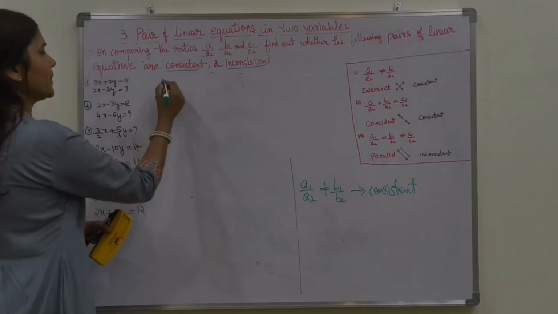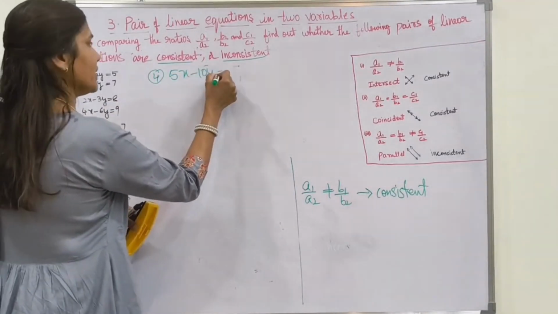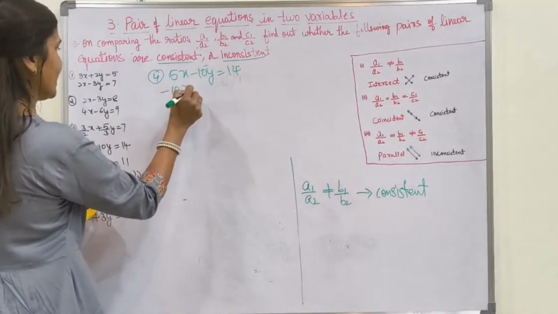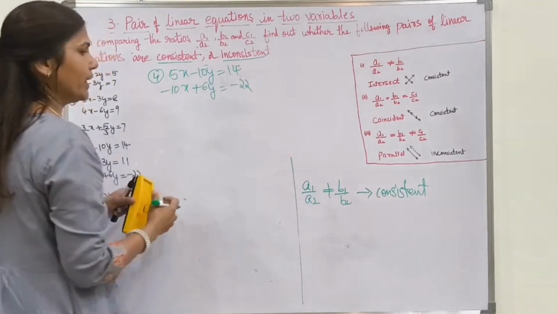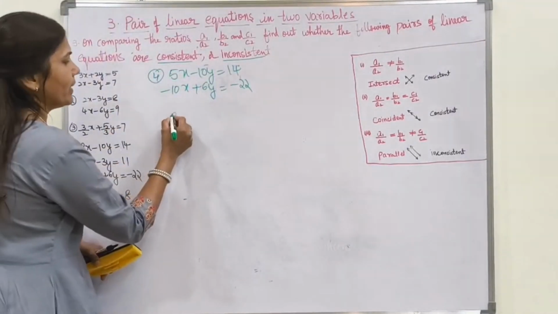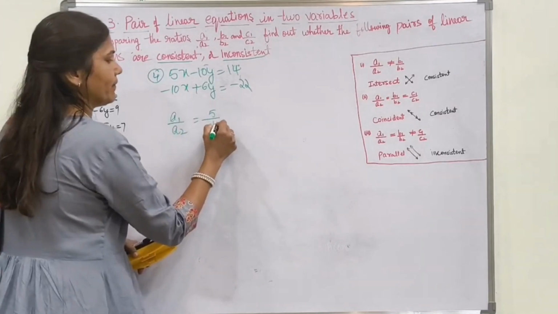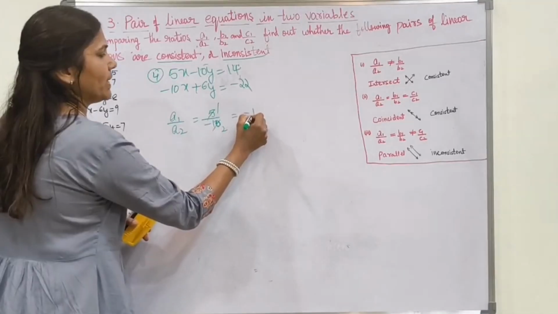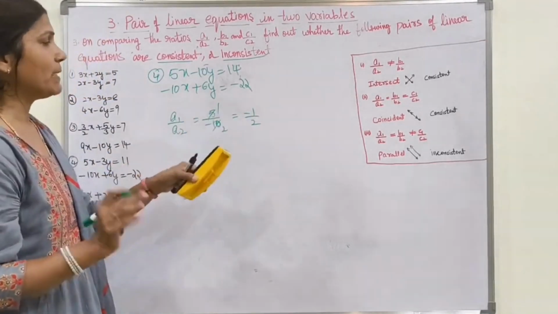See here, one question is there. Very easy, I think. 5x minus 10y is equal to 14. Next, minus 10x plus 6y is equal to minus 22. See here, first we will take A1 by A2. A1 by A2 means 5 by minus 10. Here, cancel is possible. 5 1s are 5, 5 2s are 10. What is the answer? Minus 1 by 2. The minus you can keep up, down, middle, anywhere, no problem.